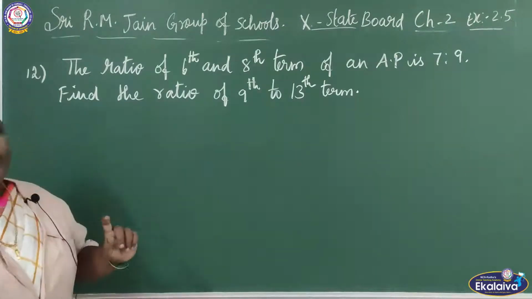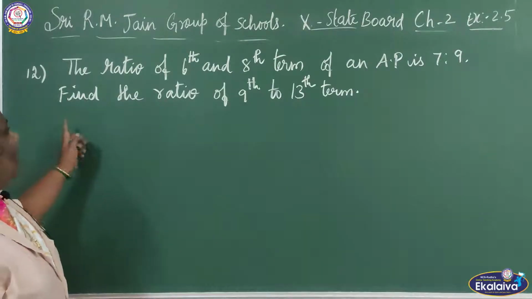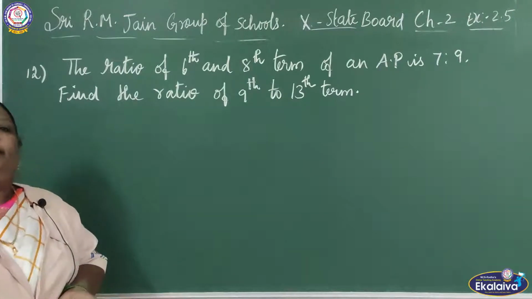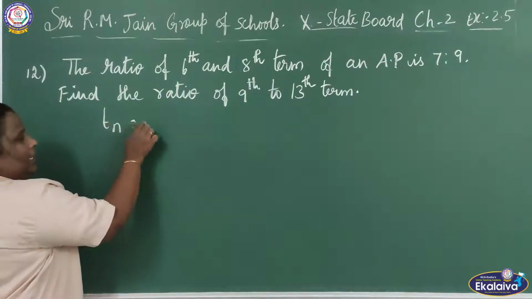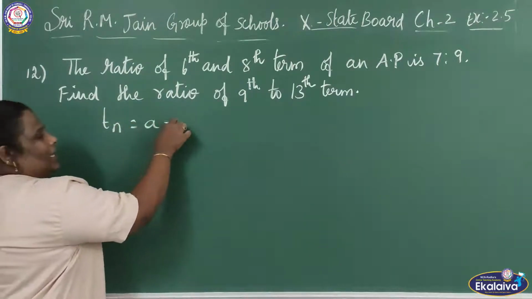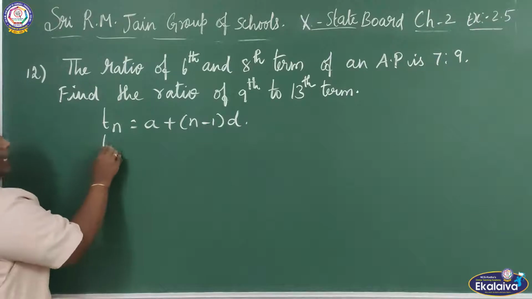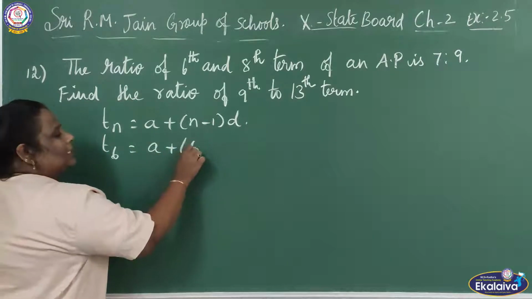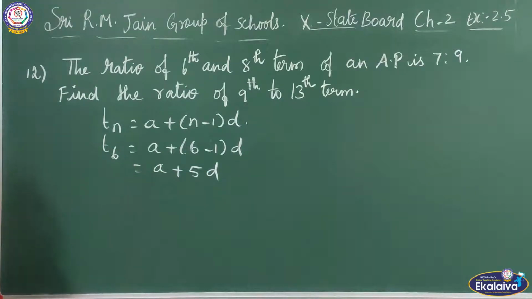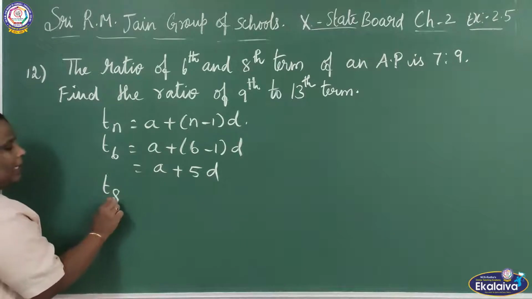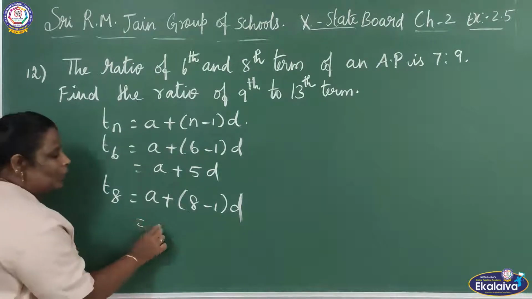Now the next sum. The ratio of the 6th and 8th terms of an AP is given as 7:9. Find the ratio of the 19th and 13th terms. See, 6th term and 8th term. What is the general term? Tn equal to A plus (n minus 1) into D. What is the 6th term? T6 equal to A plus 6 minus 1 into D. It gives A plus 5D. What is the 8th term? T8 equal to A plus 8 minus 1 into D. It is nothing but A plus 7D.